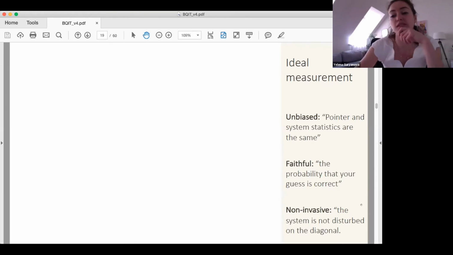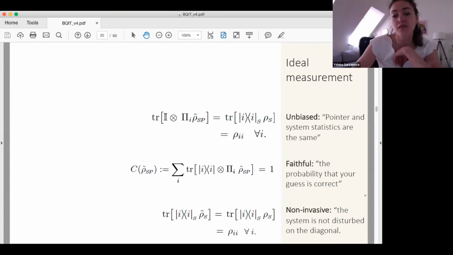In the measurement basis that you choose, for example, energy, the system is not disturbed on the diagonal. So maybe your measurement process swallows up coherences, but you can keep measuring the system again and again and getting the same statistics. And these intuitions can be formulated mathematically. I won't go into details here, but I'd like to focus on this idea of being faithful.